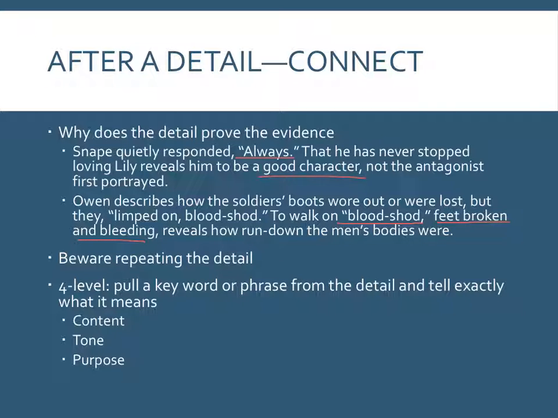It reveals how run down the men's bodies were, connecting to the evidence statement that they were run down, and that this particular piece proves it because they were broken and bleeding. You do want to be careful not simply to repeat the detail when you are giving your explanation. Be sure you're fully answering the question, why does this detail prove the evidence? And again, for that 4 level, you've got to pull a key word, just as we did here with bloodshot, and tell exactly what it means. And that could be content related, it could be tone related, or it could be purpose related, not necessarily all 3.